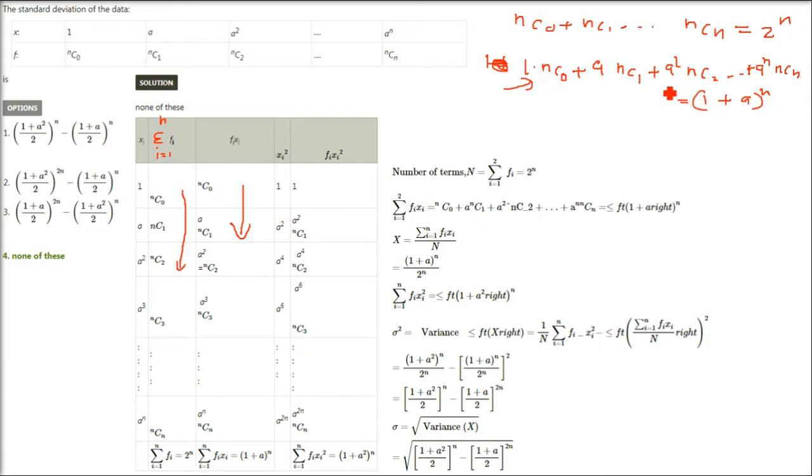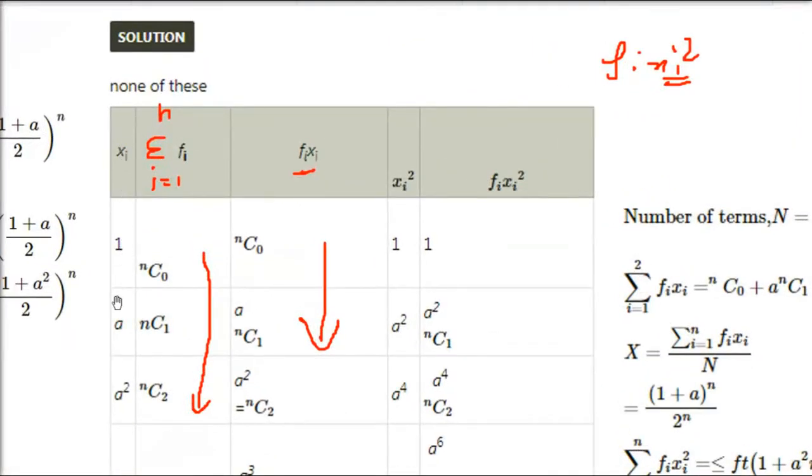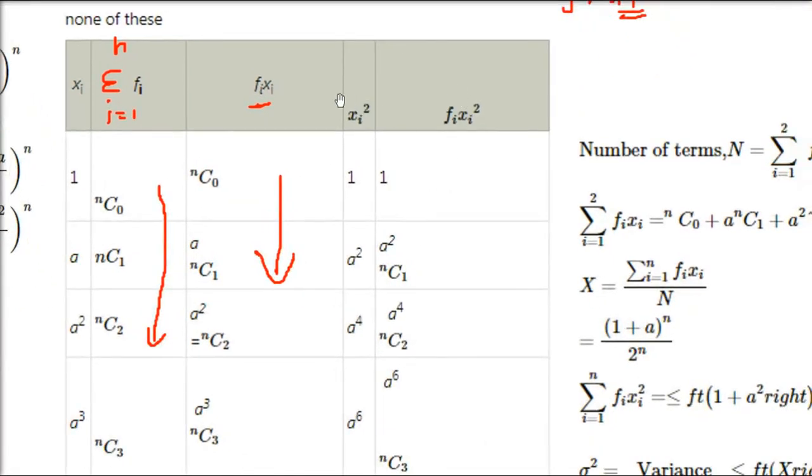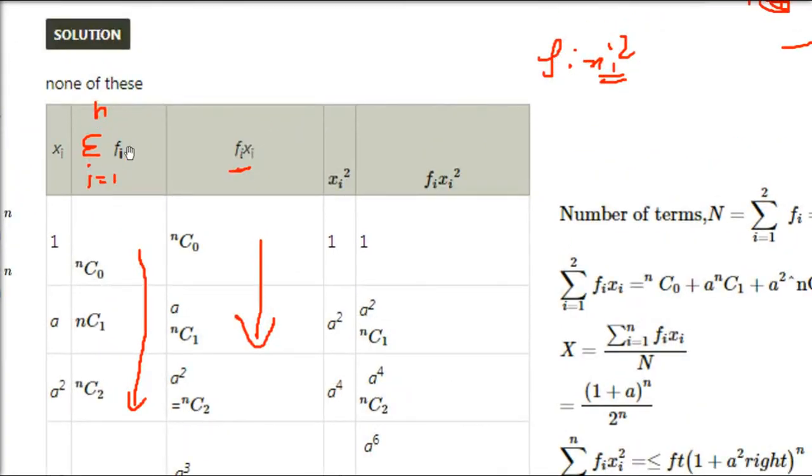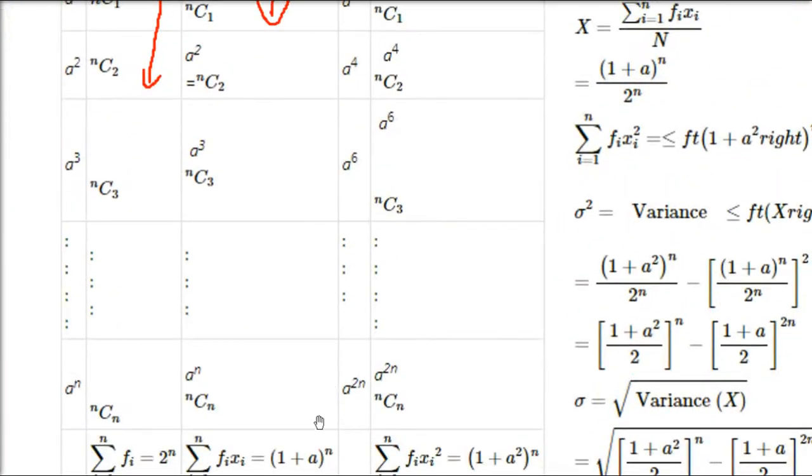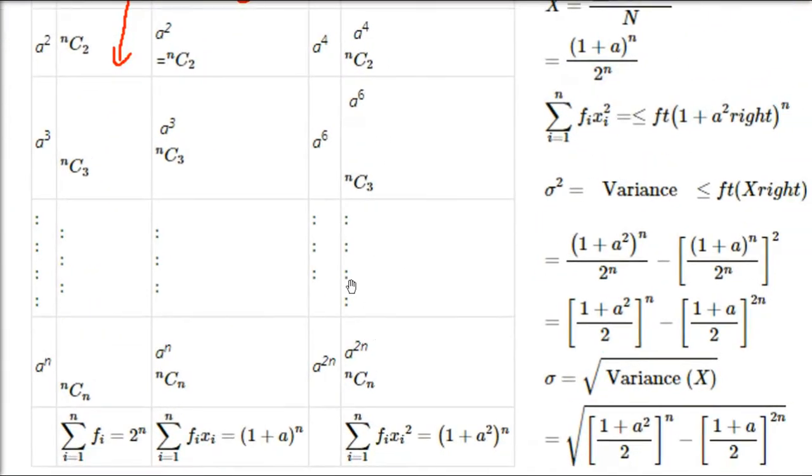I hope you have fair knowledge of binomials, so I'm just directly writing it. Now we are writing fi xi whole square. For that we have to square this fourth column. First column, write it into the fourth column, xi whole square. Now multiply the second column with the fourth column, fi xi whole square. So that is nC0 into 1, nC1 into a square, nC2 into a to the power 4, like this. Because now we are doing fi xi whole square.